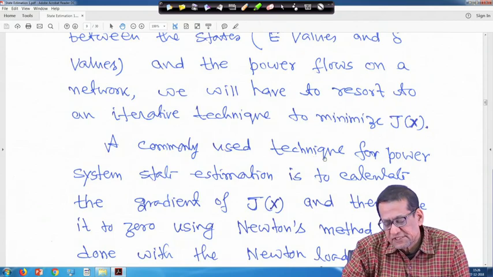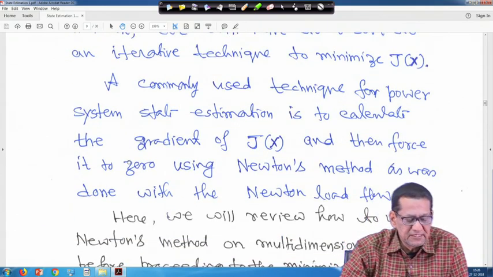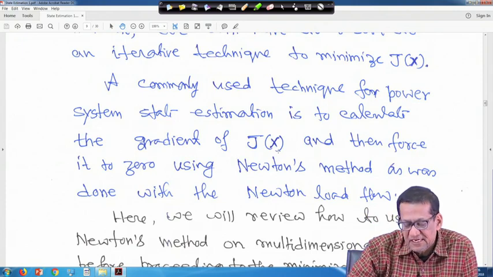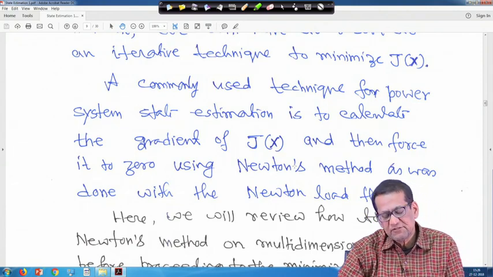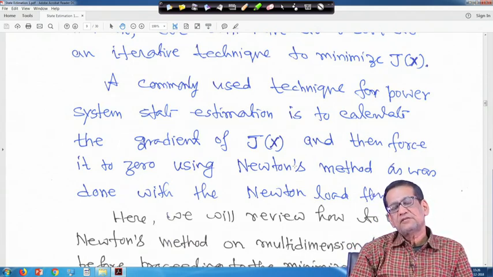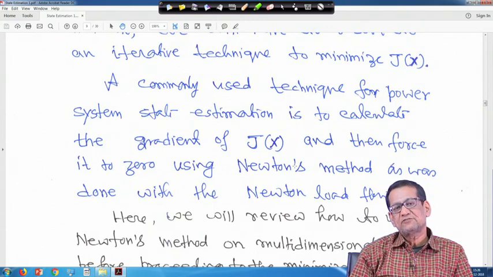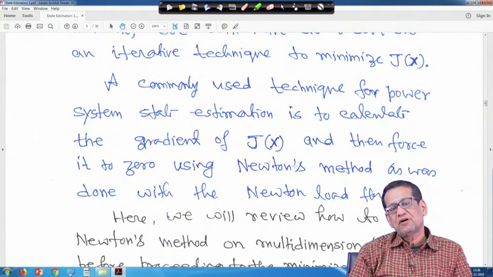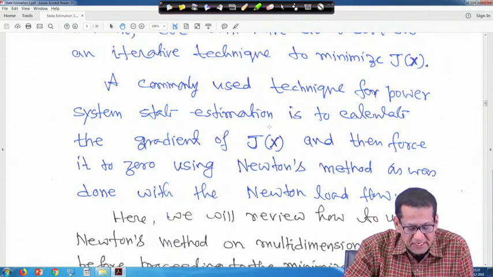Therefore, a commonly used technique for power system state estimation is to calculate the gradient of J(x) and then force it to 0 using Newton's method. That means J(x) is actually a nonlinear function, so you have to take its gradient and then iteratively force the gradient to 0. That means you have to go for an iterative technique. So, I will show you how it is.